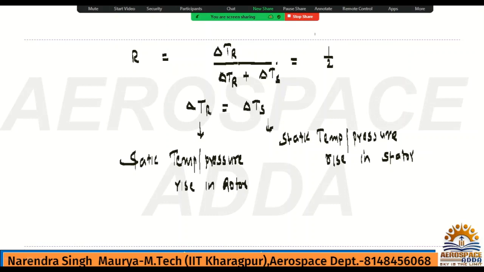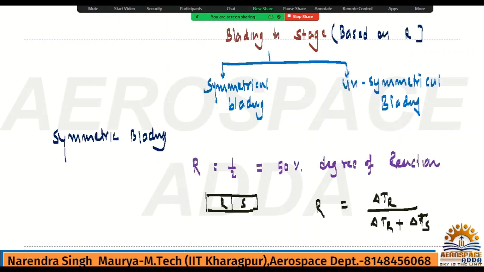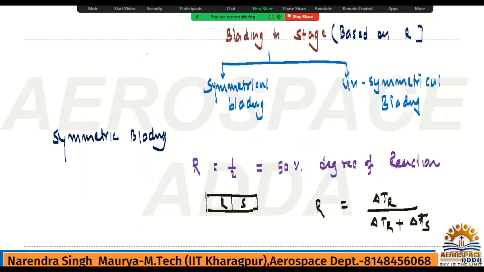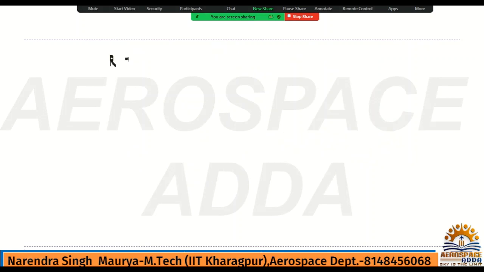if we are keeping this 50% degree of reaction, then what should be the design angle? What should be the design angle for the rotor and stator, or what should be the blade angle and flow angle condition? So we have to put R equal to 1 by 2 in one equation. What is the formula we have? R is equal to 1 by 2 minus Ca by 2U, okay, and this is tan alpha 1 minus tan beta 2.